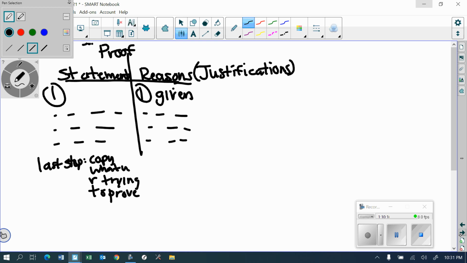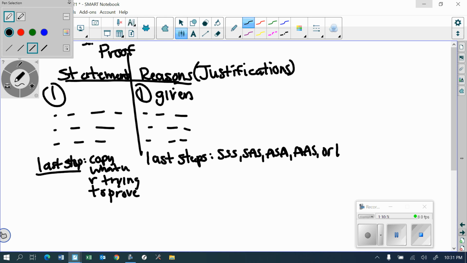Okay, if you're trying to prove triangles congruent, then this last step over here would be one of those 5 ways of proving triangles congruent, like I was saying: SSS, SAS, ASA, AAS, or HL. One of those 5 ways. If the question was to prove triangles congruent, and that's what you're mostly going to do in our proof section, or you did if this is a review for you at the end of the semester.